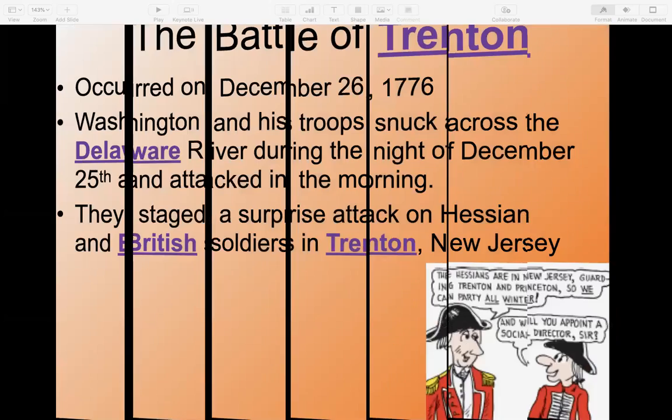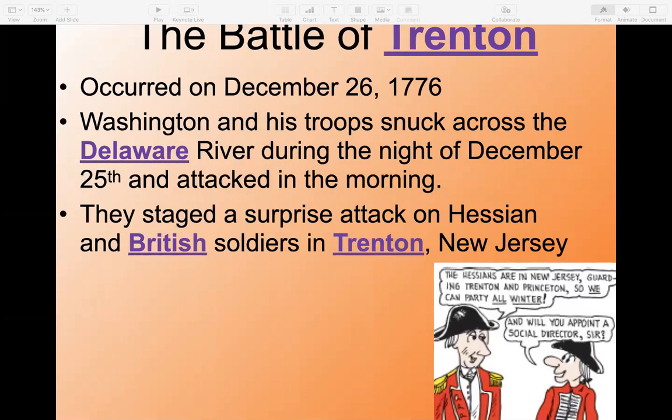So yeah, we're going to skip this. The Battle of Trenton occurred on December 26, 1776. Washington and his troops snuck across the Delaware River during the night of December 25th and attacked in the morning. They staged a surprise attack on the Hessian and British soldiers in Trenton, New Jersey.